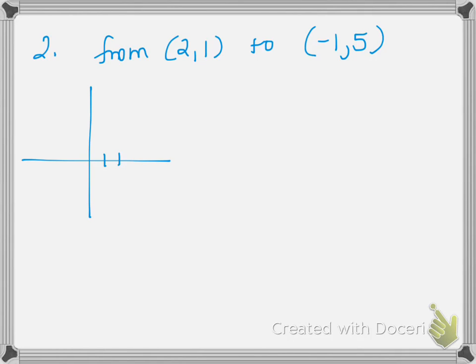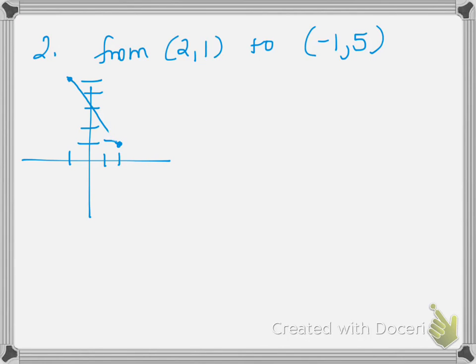So same kind of problem. Let's say that it said from 2, 1 to -1, 5. You don't have to graph it, but I just want to explain what the graph is doing. So from 2, 1 to -1, 5, that's the way the vector would look. And again, I'm wanting to start it at 0, 0, and I'm wanting it to be that same direction.